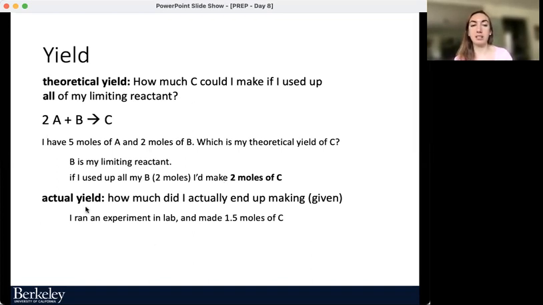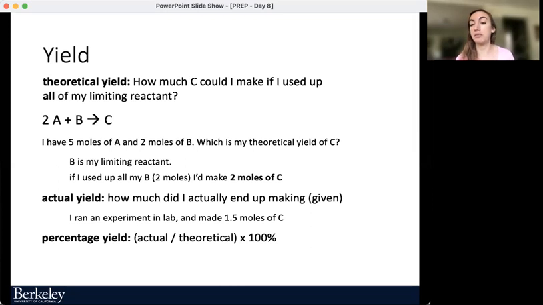So yield is like how much product do you have? How much did you make? And so the actual yield is how much you actually made. And then the percentage yield is just a measure of how well you did relative to the best you could have done. So it's my actual yield divided by my theoretical yield. And then to convert that fraction to a percent, we multiply by 100. So in this case, 1.5 divided by 2 is 75%.